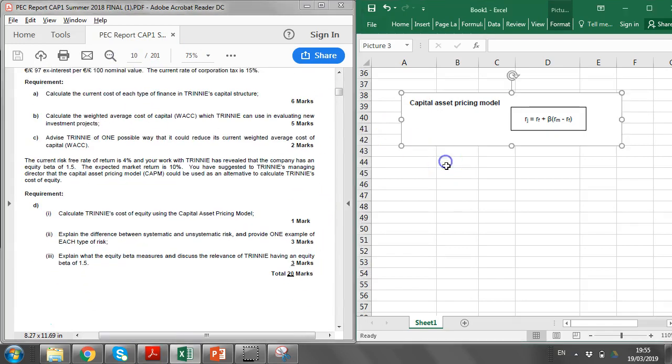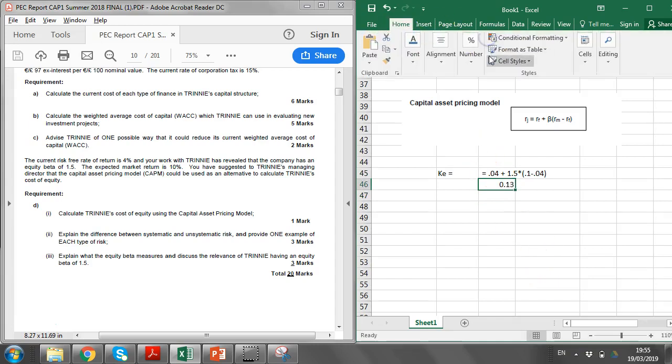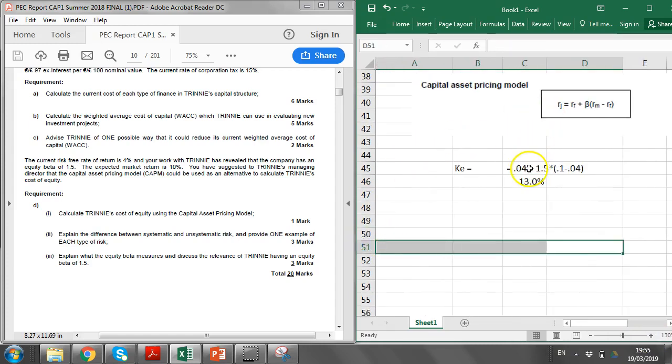So here, the cost of equity using the CAPM will be 0.04, which is the risk-free rate, plus beta of 1.5 times 0.1 minus 0.04. So that is 0.04 plus 1.5 times 6%, which is 13%. So your cost of equity there, it doesn't have to be the same as the dividend discount model. There are two different models. So don't think it has to come out the exact same. That's the formula you use.